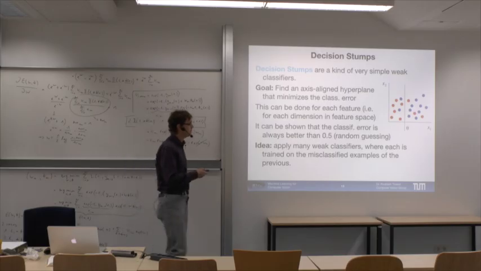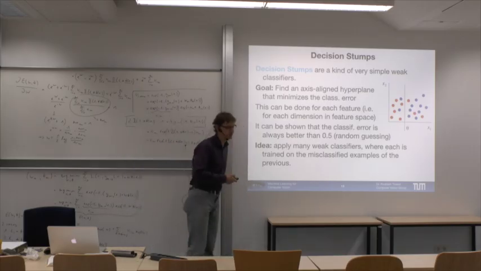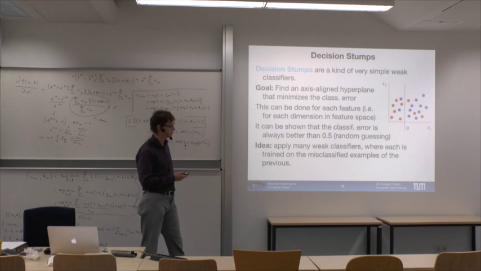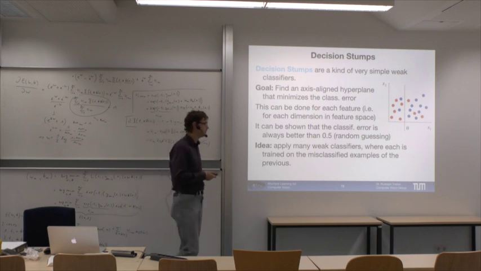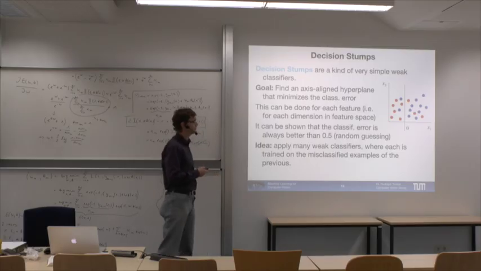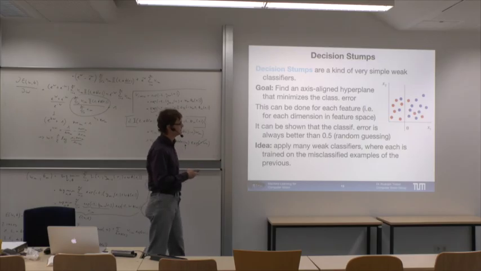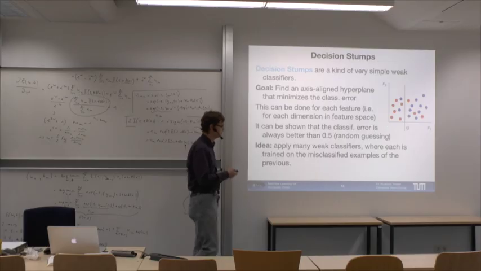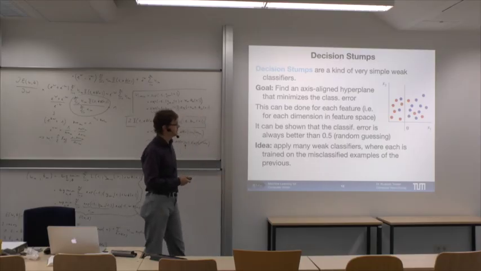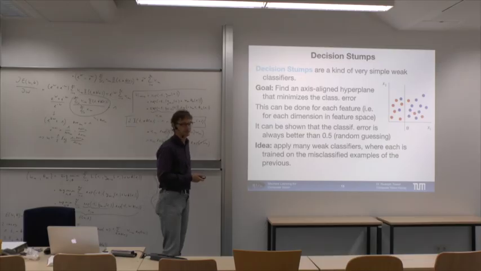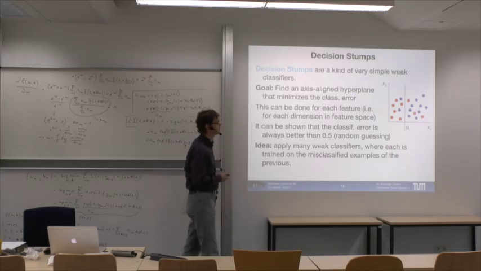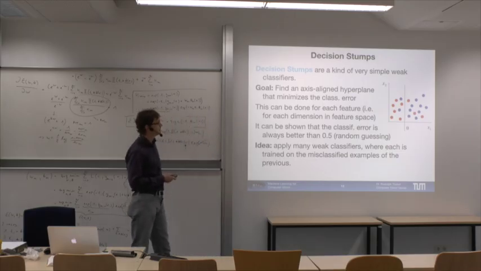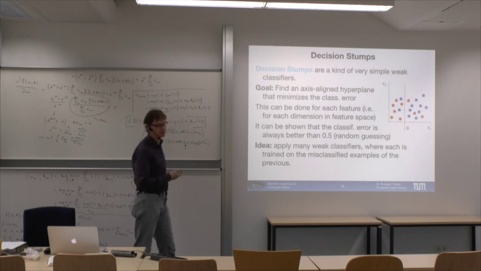So if you plot your data in this way, for example, you have a two-dimensional problem, right? Every data point is a two-dimensional vector. It's a very simple example. Then what decision stumps do, they look at every feature dimension, right? This is dimension 1, dimension 2. And in every dimension, they look for a hyperplane, in this case, a line that separates this data in an optimal way. Optimal just means that you minimize the classification error.